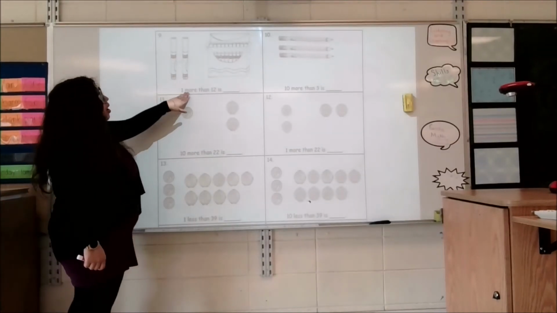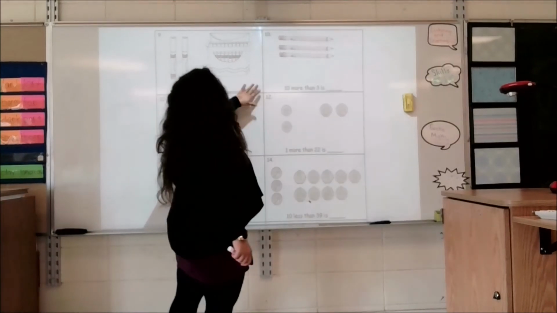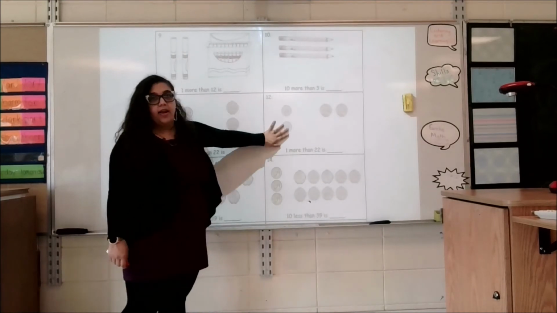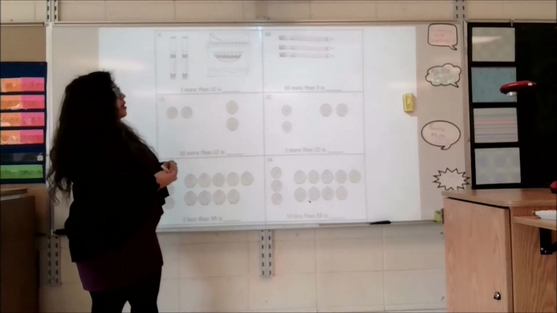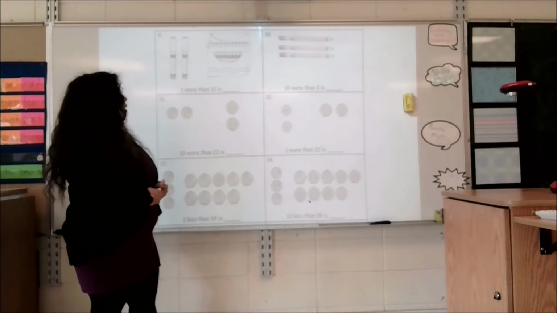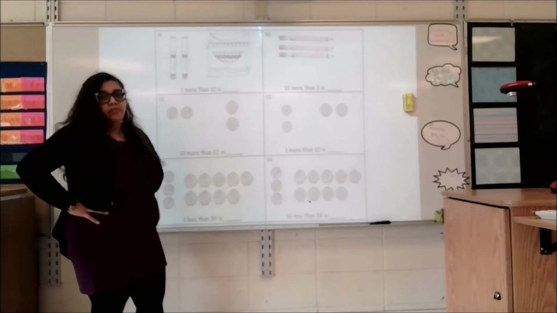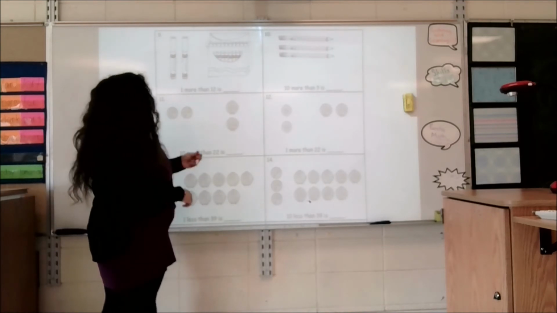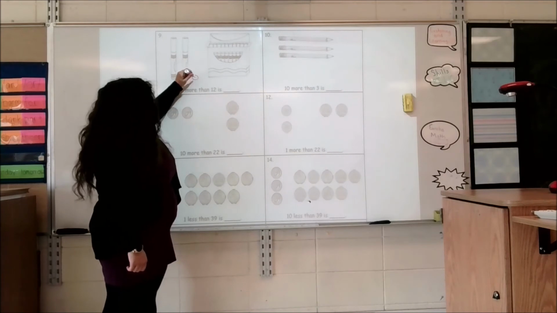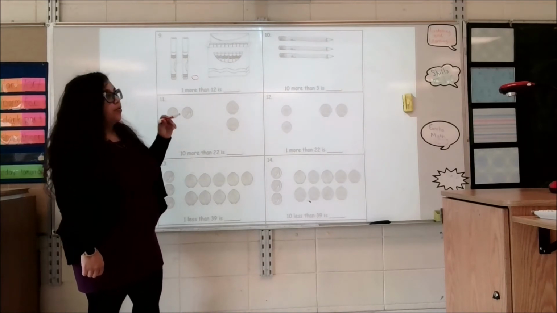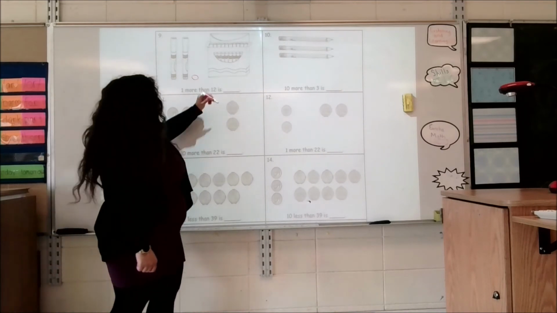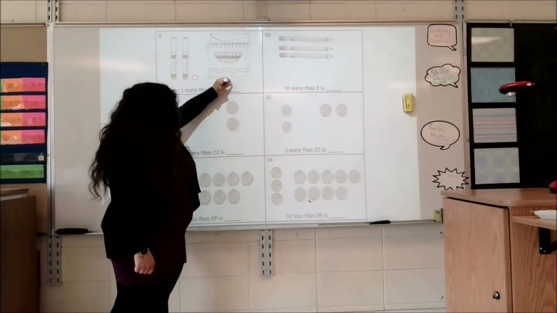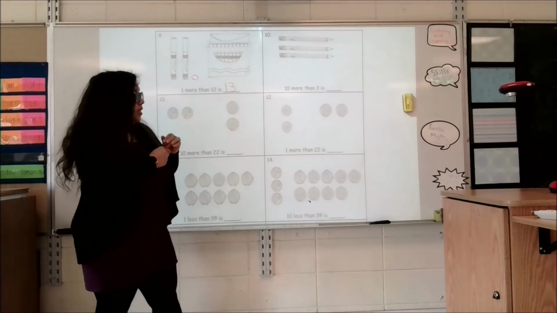So 1 more than 12 is, so picture here, I have 12, right? I have a group of 10 and 2 ones. Let's draw to show 1 more. Does my drawing have to be a marker? No, I can just draw a circle. So now I have 1 more. 1 more than 12 is 13.